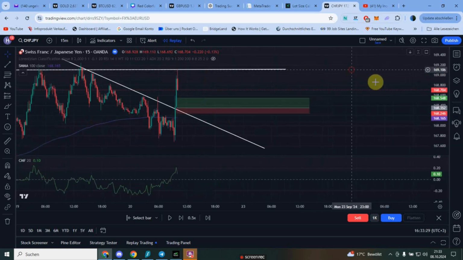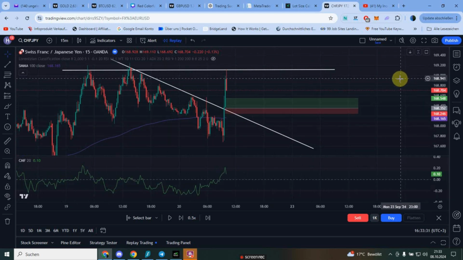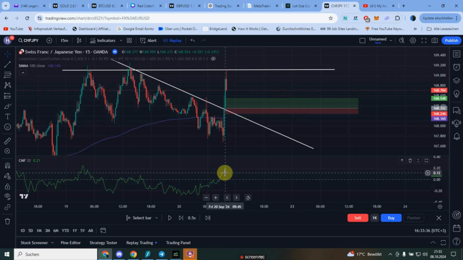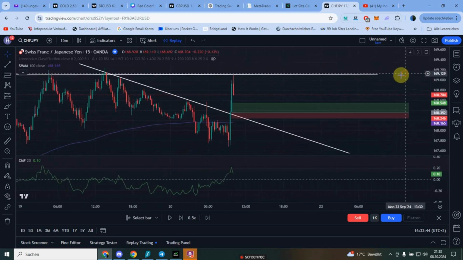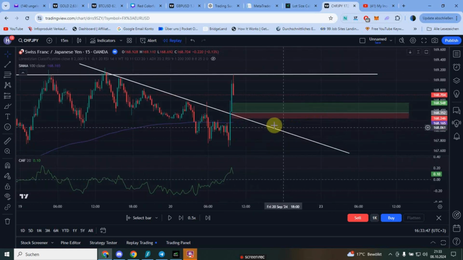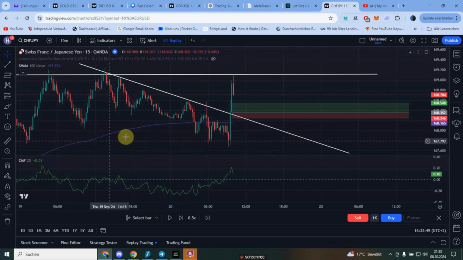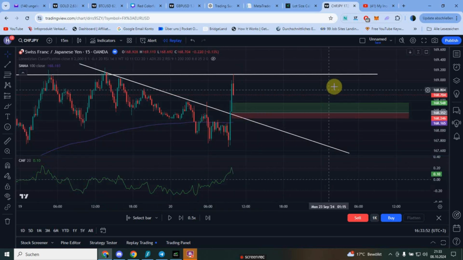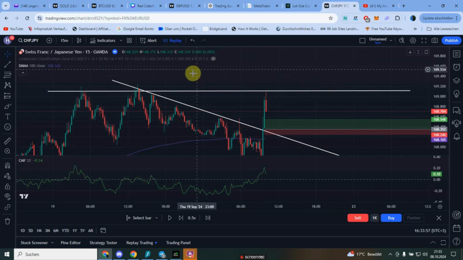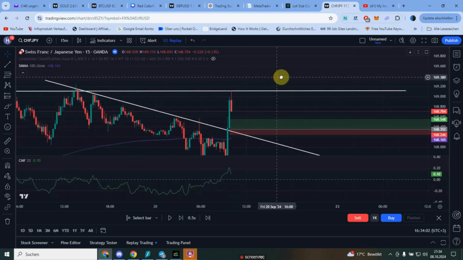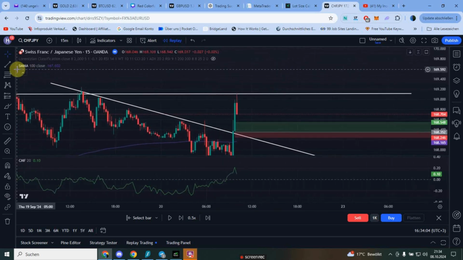Okay guys, now another example with the same currency, Swiss franc, Japanese yen. And as you can see here, the CMF is still over 0 and pretty much in the uptrend, and that means we can possibly go for another buy. And we are also still over the 100 SMA, so that means the upward trend will continue. And that's why I draw this second trend line, and that trend line is a good entry for our buy trade.